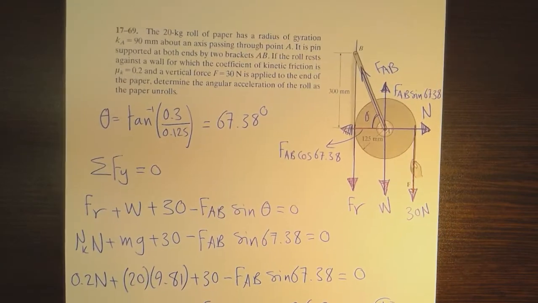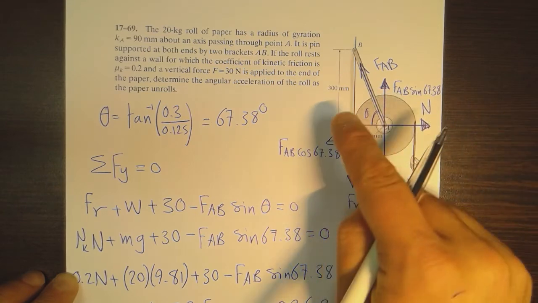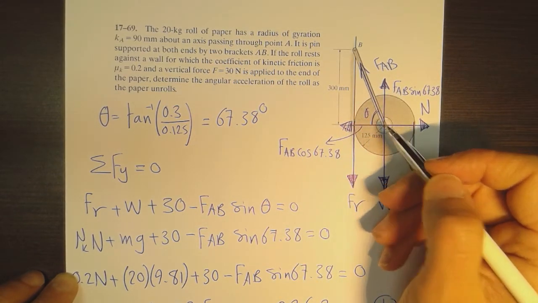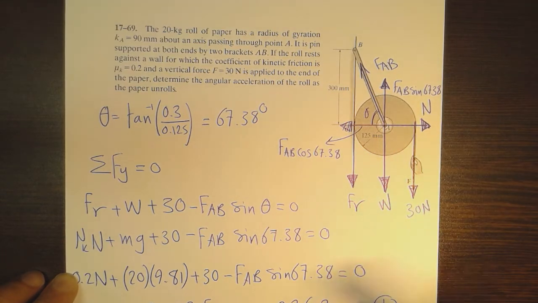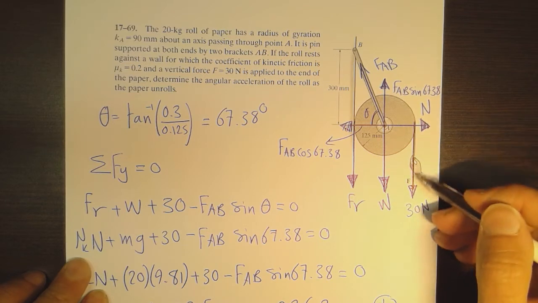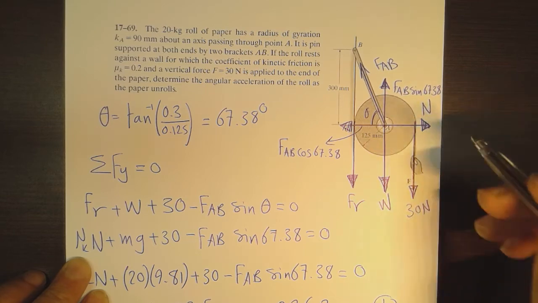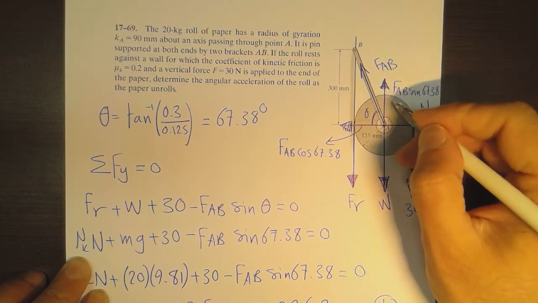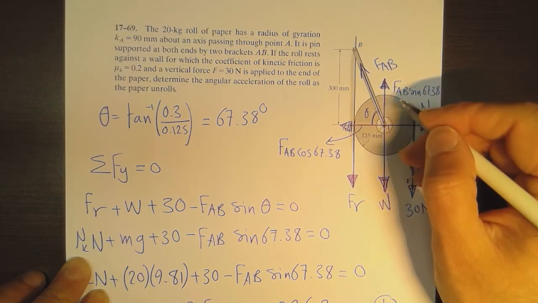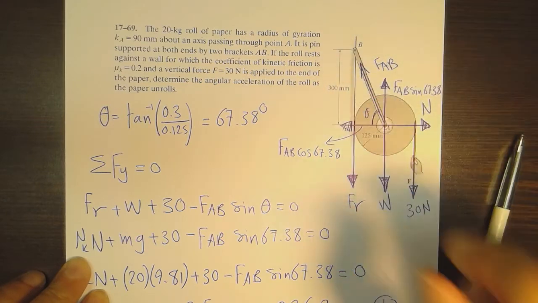Now, to calculate alpha, we need to consider what forces create moments around the center of mass, the center of gravity of the roll itself. It is up to us to decide the positive and negative directions, but it is always recommended to take the force that causes the motion in the given direction to be the positive force that creates the positive moment. So if the roll is rotating in this way, we can say this is the positive direction, even if the rolling direction is clockwise.